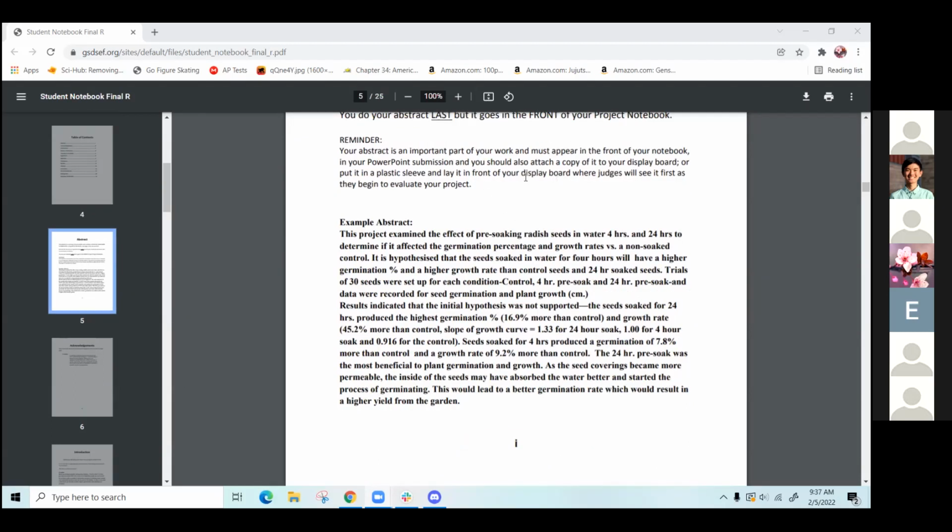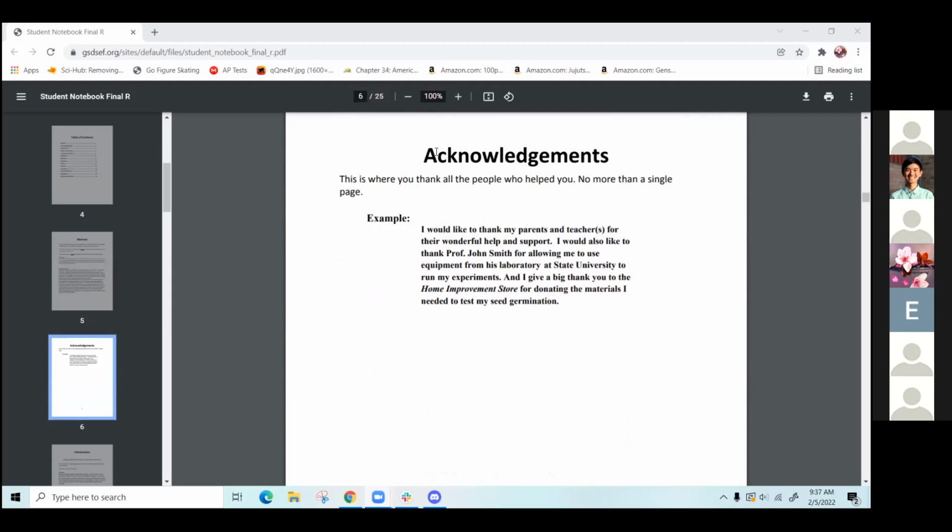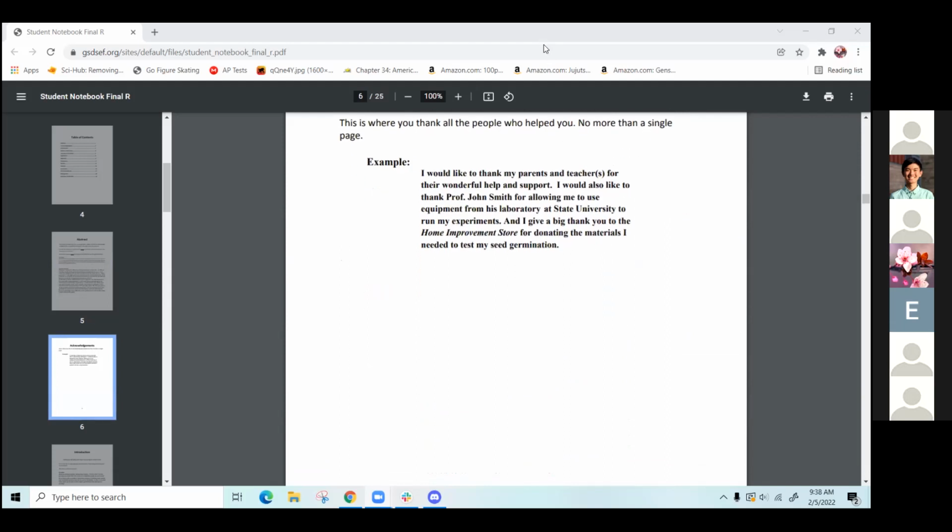Yeah, so it's a way for the judges to evaluate your project after doing an interview. It's what makes them remember who you are, so it's very important. After that goes the acknowledgements, and that's where you thank all the people who helped you. It's usually very short, a few sentences. People like to put their parents or their teachers or their mentors. That's what it's for.